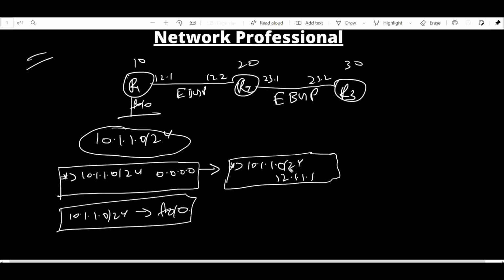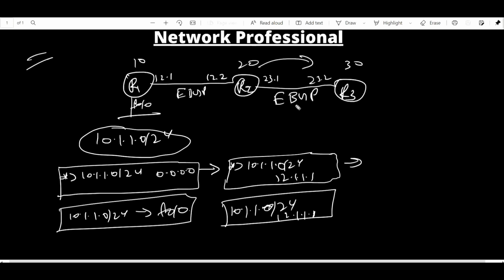So next hop is 12.1.1.1, and this router will install these routes in their routing table as well: 10.1.1.0/24, and next hop is 12.1.1.1, right? Now this router is reachable to 12.1.1.1, yes, because this is a directly connected network, fine. Now R2 will advertise this to R3 as well, right?